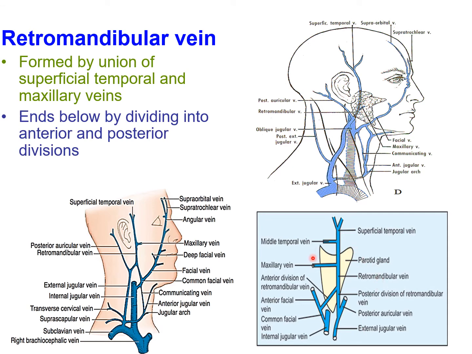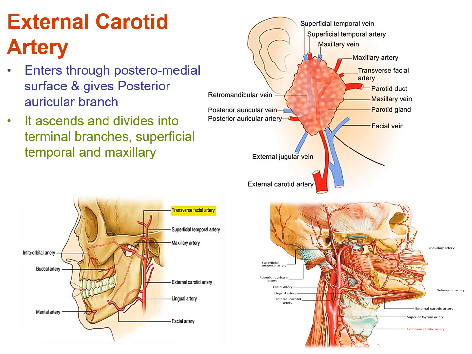Similarly here, the maxillary vein joins with the superficial temporal to form the retromandibular vein, which lies in the intermediate zone of the parotid gland, dividing into anterior and the posterior division. Anterior division joins with the facial vein to form the common facial vein draining into internal jugular, and the posterior division of retromandibular vein joins with the posterior auricular vein to drain into external jugular vein.